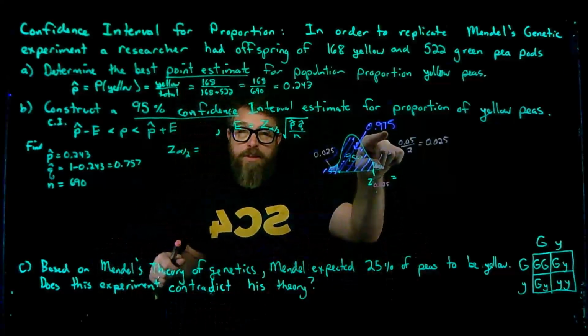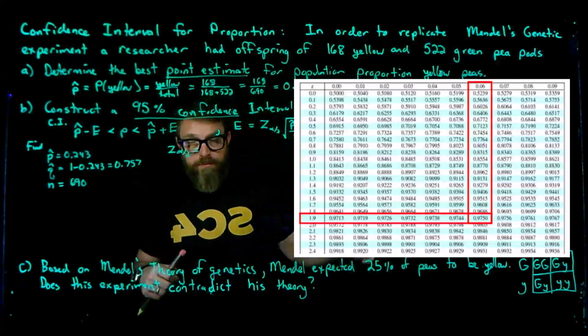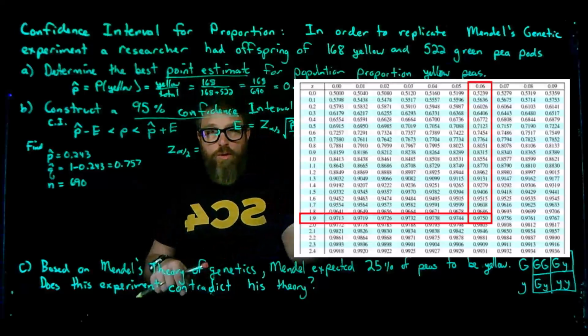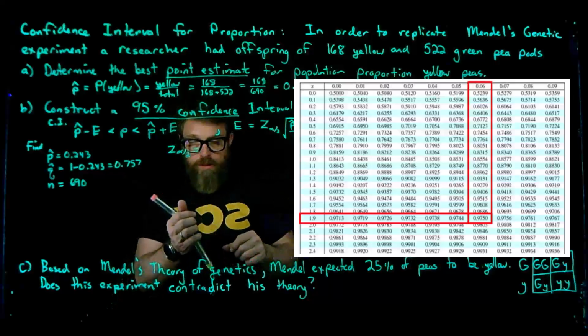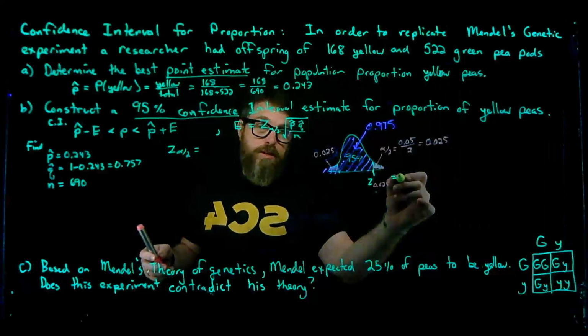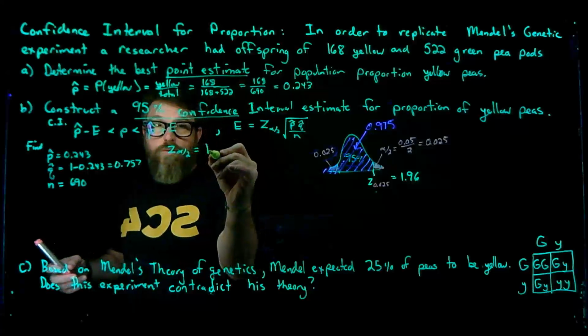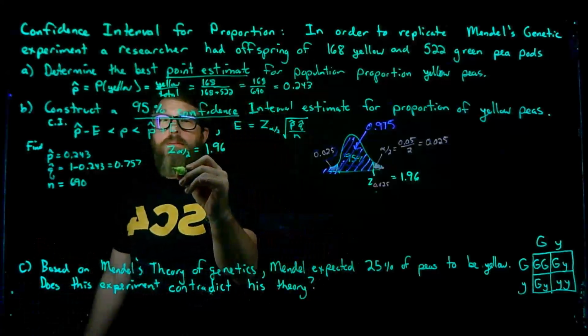So if I can find this number in the body of that table, which is going to be right here, then I need to track it back to the z-score. So track it over here, you can see it's 1.9. Track it up here, it's going to be 0.06. So this is going to give us a value of 1.96. So that's our z-alpha/2, 1.96.